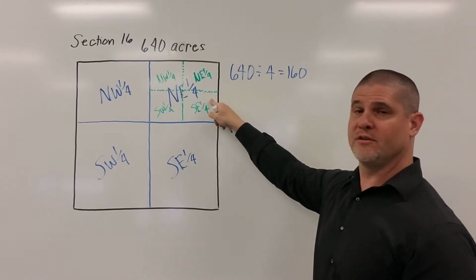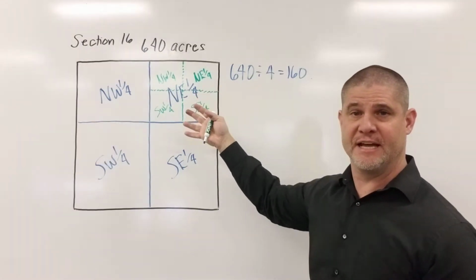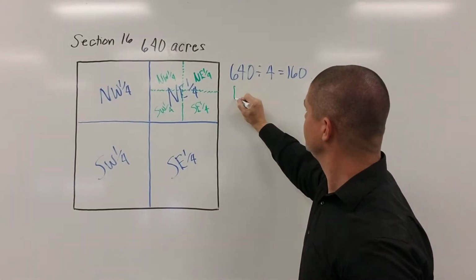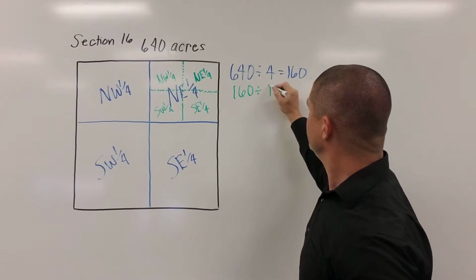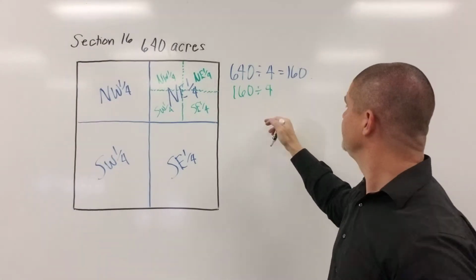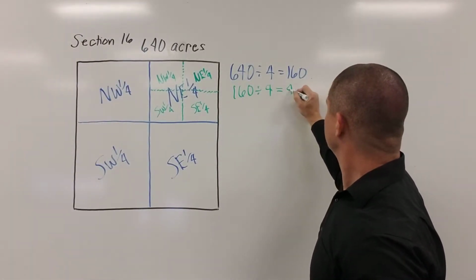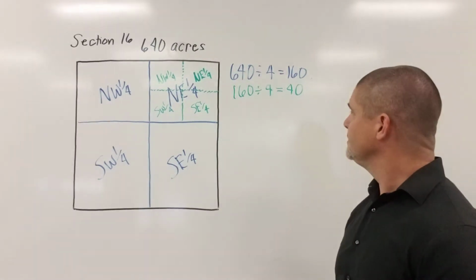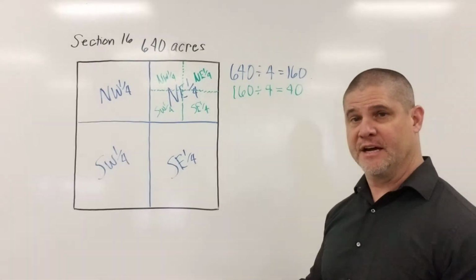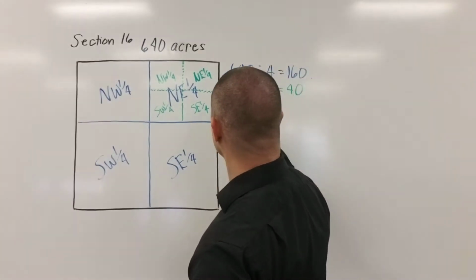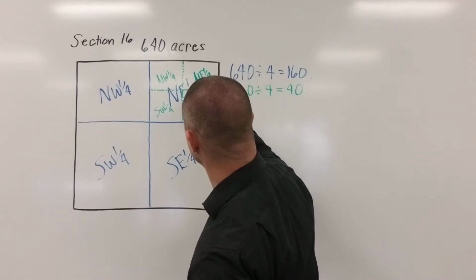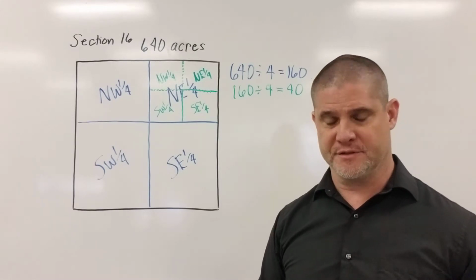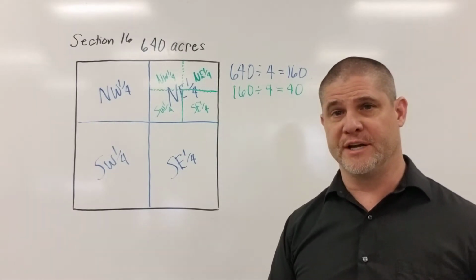So in here, the first time we had 160 acres. We are now going to take and divide the 160 by 4 again. That will equal 40 acres. So now we have to define the actual location, and we are going to be in the southeast quarter, which will contain 40 acres.